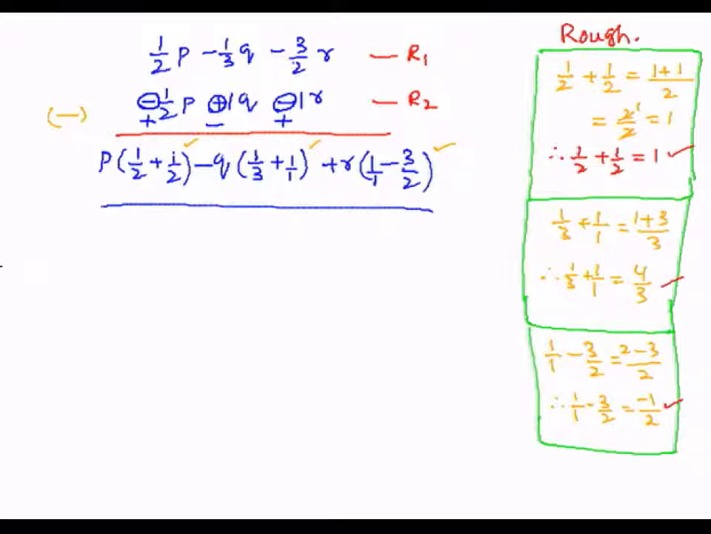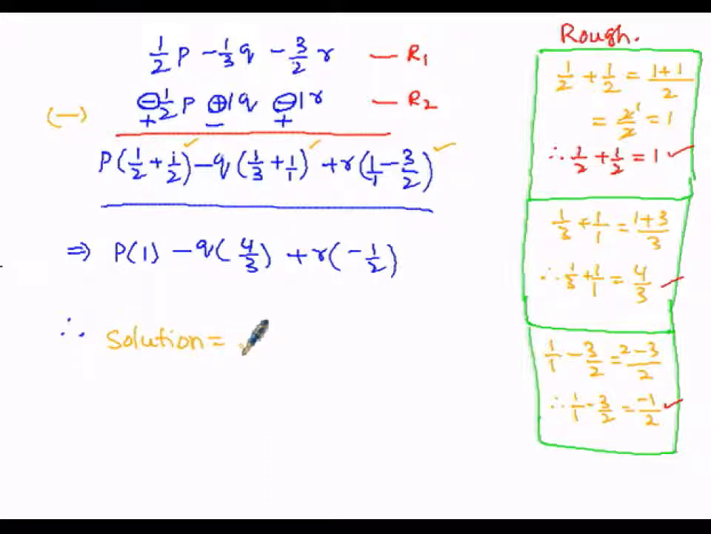So now the resulting expression will be P into (half plus half, which is 1), minus Q into (1 by 3 plus 1 by 1, which is 4 by 3), plus R into (1 by 1 minus 3 by 2, which is minus 1 by 2). So the solution equals P into 1 is P, minus 4 by 3 into Q is 4 by 3 Q, plus into minus is minus, half into R is half R. So this is our solution.